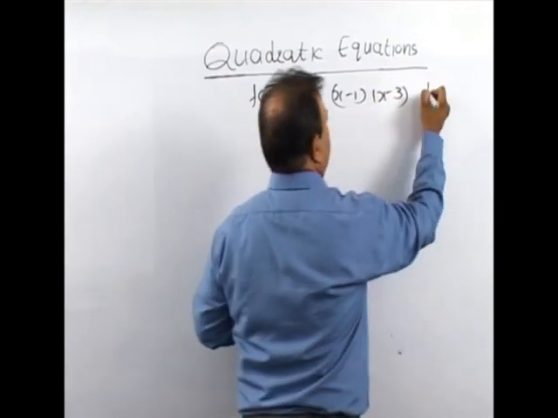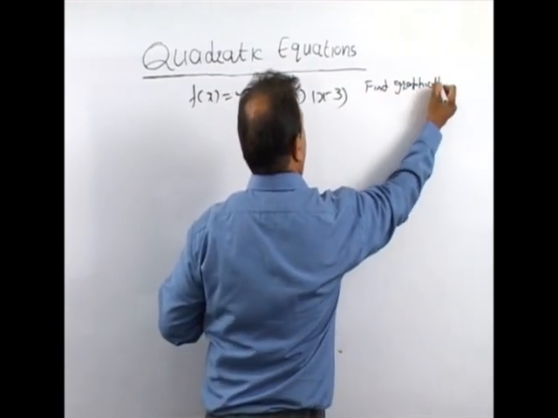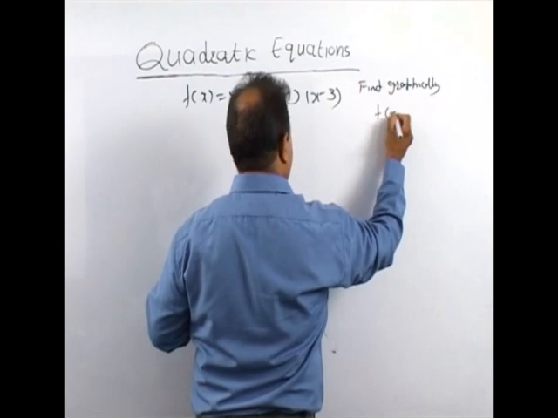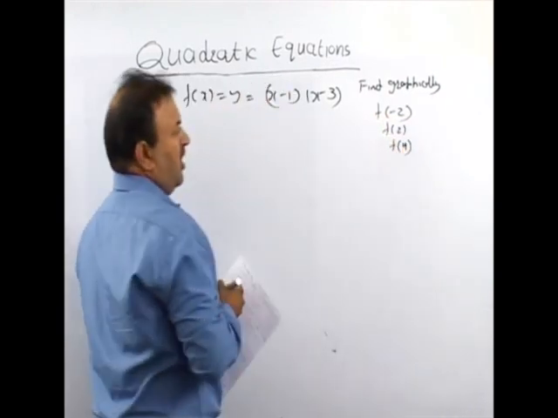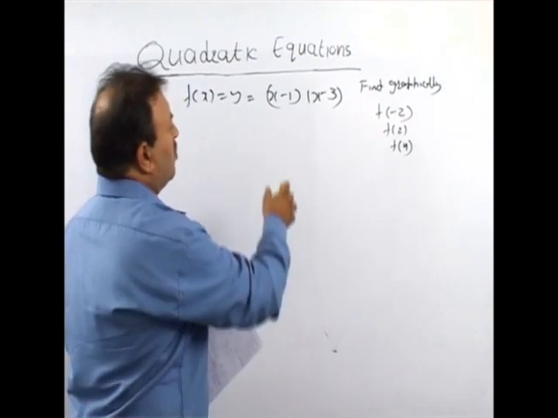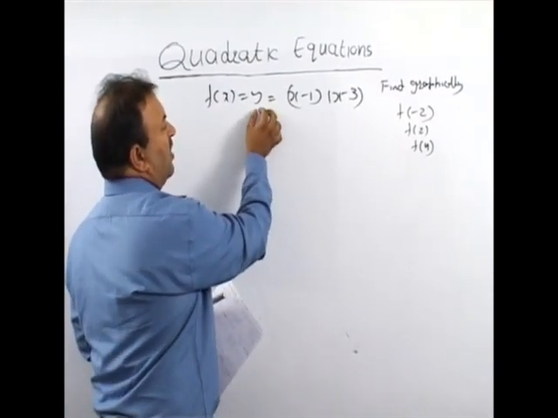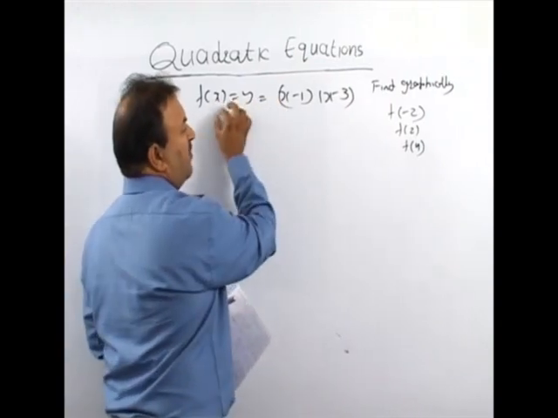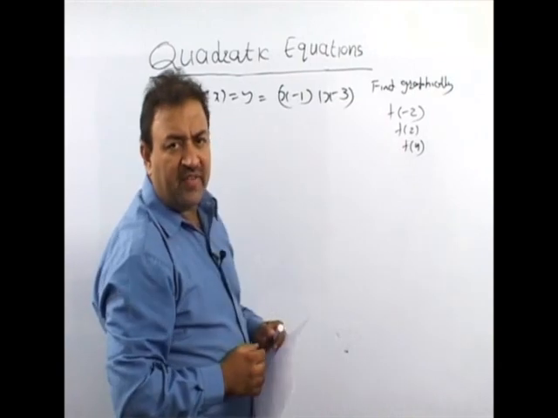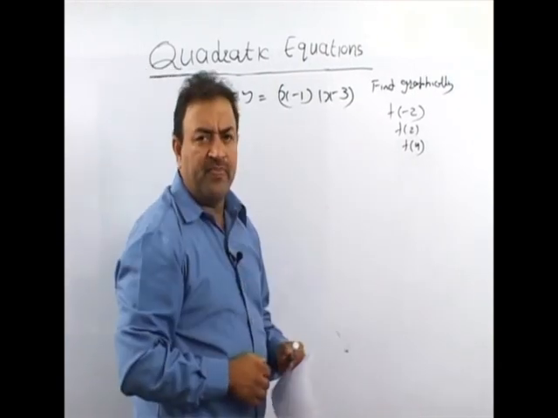then find graphically the values of f(-2), f(2), f(4). If we had to do it without graphing, we know that we directly substitute the values, here as -2, then 2 and then 4. We can get the values, but we have been told first we have to draw a graph.